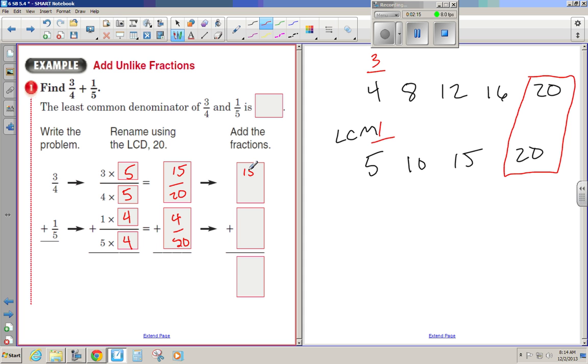So once you have that, you simply look at the numerators. 15 and 4 gives you 19. And then the denominator is 20. So the answer to this is 19/20, and that cannot be reduced.